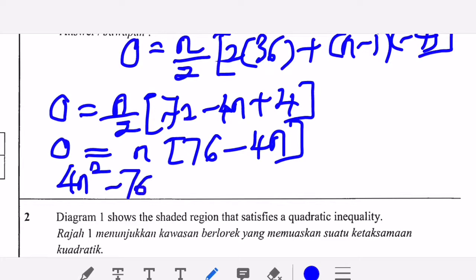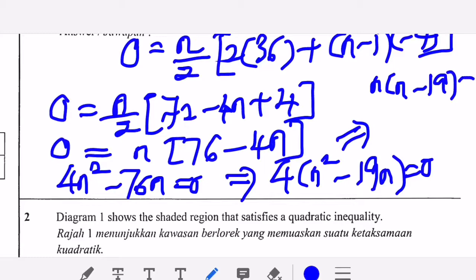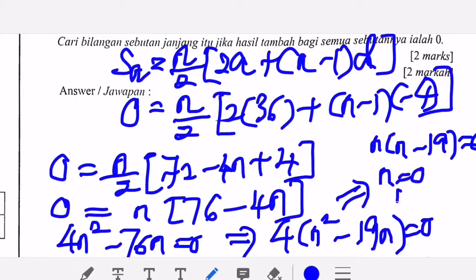So let me simplify first: 4n squared minus 76n equals 0. Then I need to factorize. I take out the 4, inside is n squared minus 19n equals 0. And then I need to factorize the n again. So if I factorize again, it will be n(n minus 19) equals 0, right? Then I let each factor equal to 0. So I got n equals 0, n equals 19.